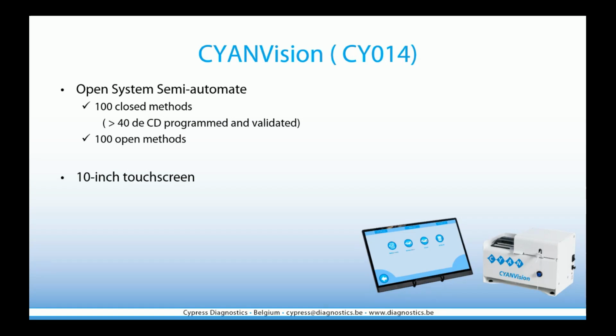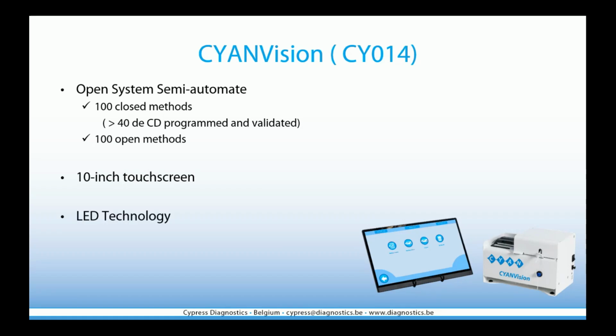Secondly, there is a 10-inch touchscreen. This touchscreen is actually quite big. It's actually the same size as your laptop screen. And that means that you have a big overview on what you're doing with the CYANVision. There are many semi-automates on the market only having a very small screen. Using this screen will give you a very good idea where you are, which patients you still need to do, which maintenance you need to do, and actually it will guide you through your day.